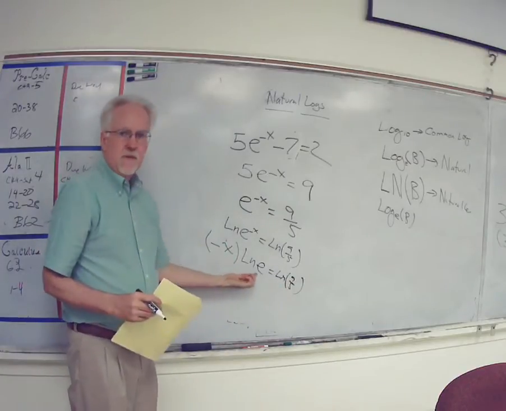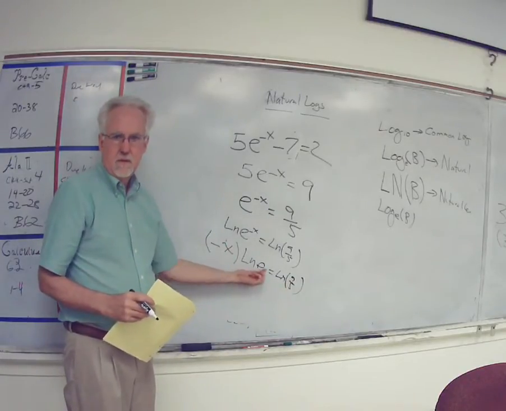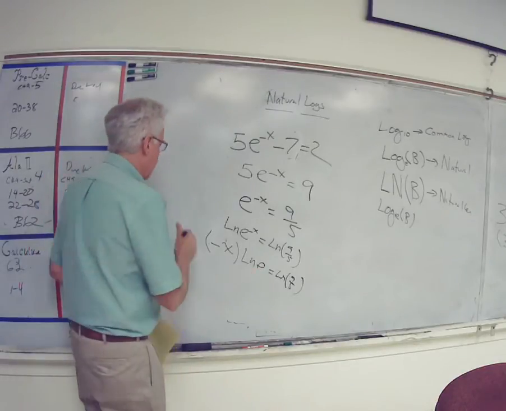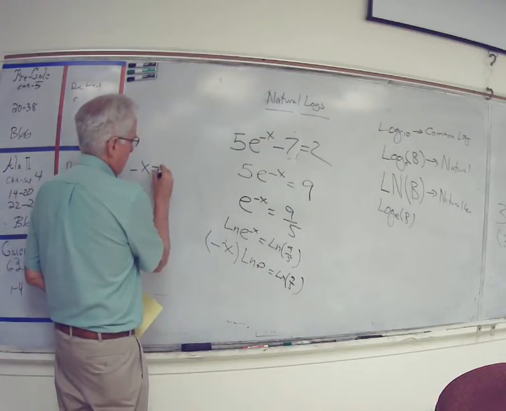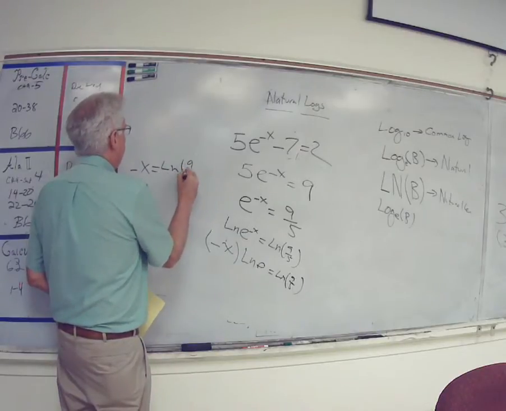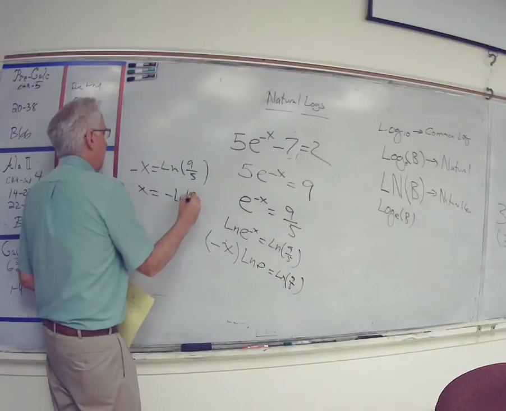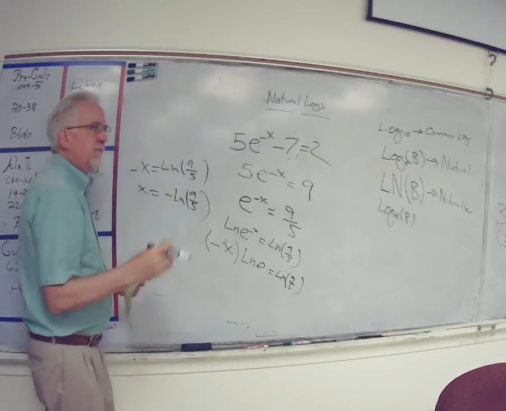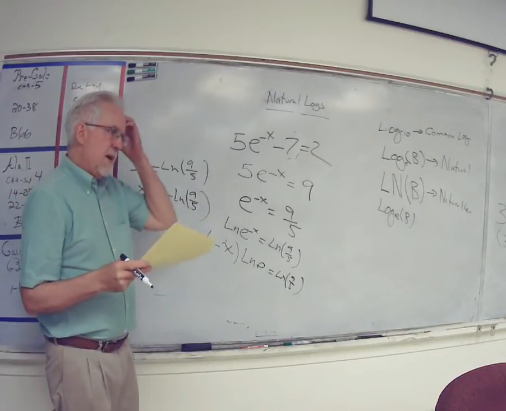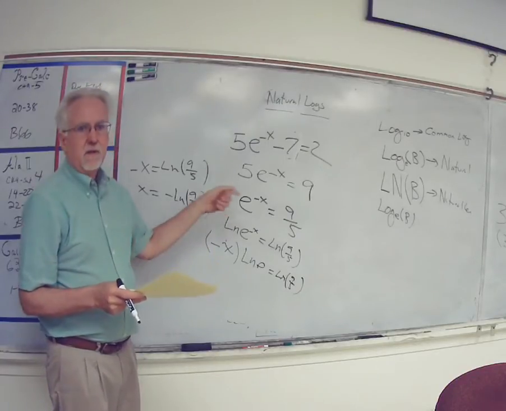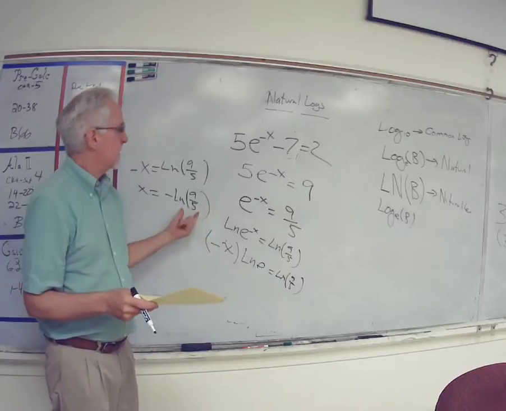Okay, what happens here, Braden? The ln e becomes 1. Boom! ln of e becomes 1, and I have minus x is equal to ln of 9 over 5, and x is equal to minus ln of 9 over 5. So now, make your answers match what's in the back of the book. I don't know if they leave it like this or if they plug it in the calculator to get an answer, but at this point it's done.